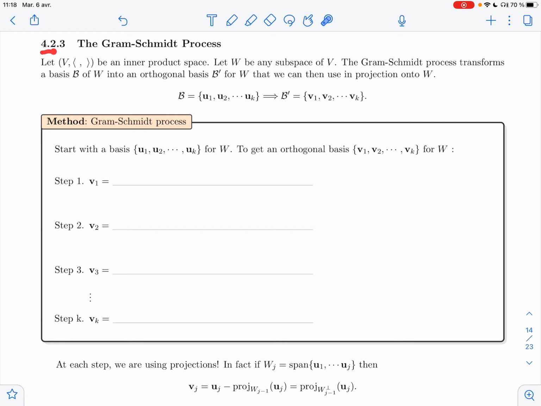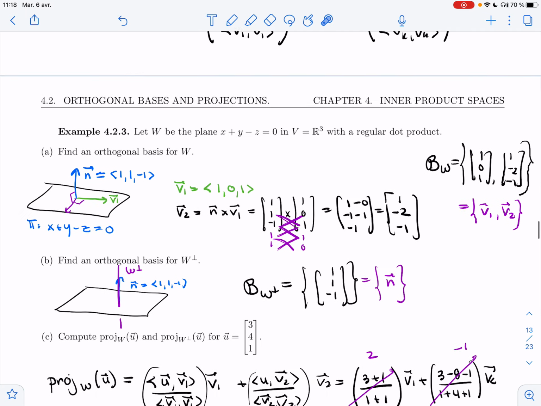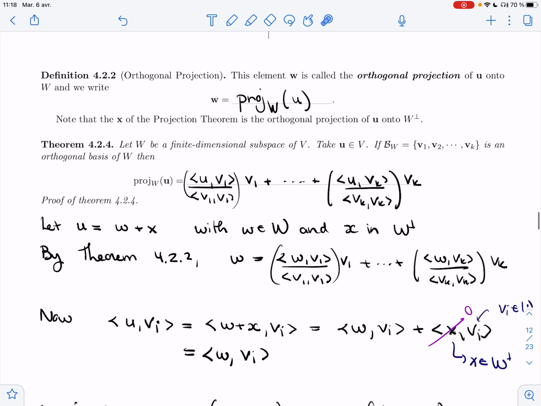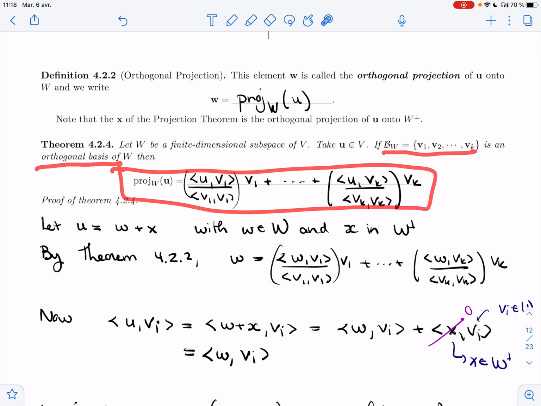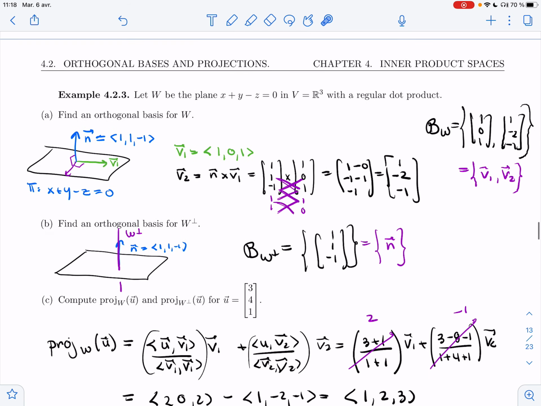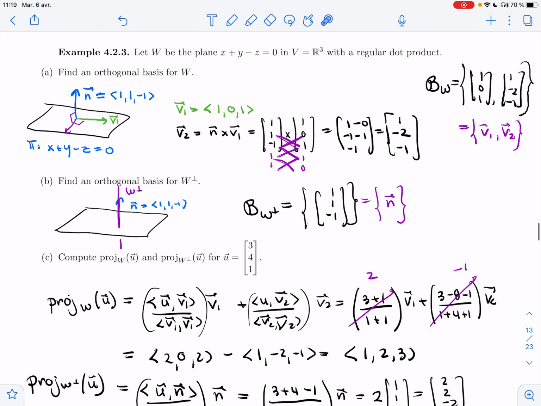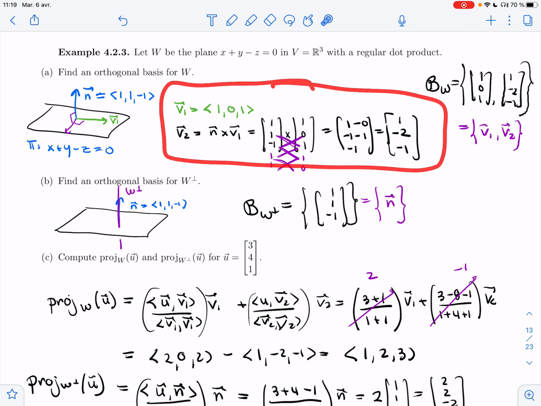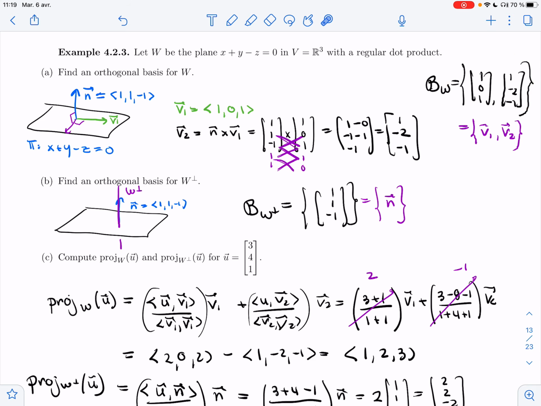Welcome to section 4.2.3. We'll be talking about the Gram-Schmidt process. In the previous section, we talked about projections, and to get this formula here, one of the things we needed was an orthogonal basis for a subspace. In example 4.2.3, we got away with geometry. We actually constructed an orthogonal basis by using the cross product.